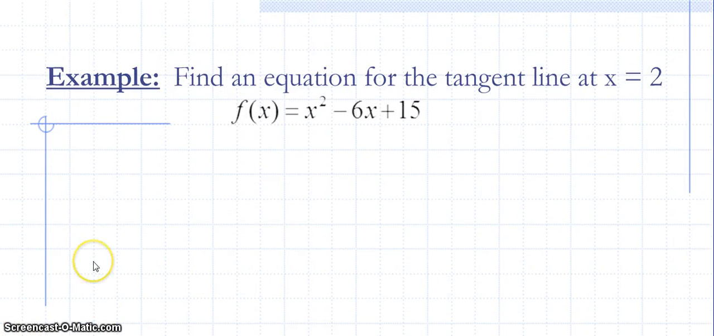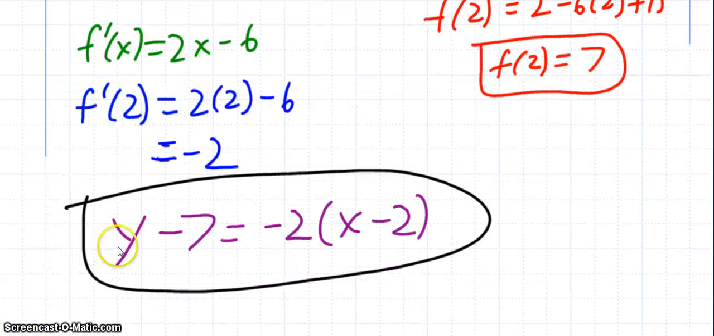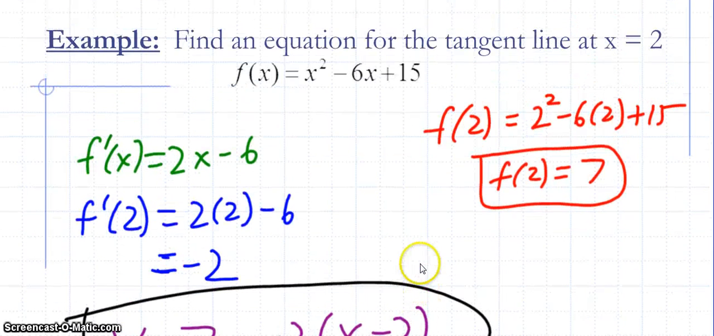Next one, similar to what we did 2 examples ago, find an equation for the tangent line at x equals 2 of the function. Pause the video, unpause when you're ready to check. Alright, so we should end up with y minus 7 equals negative 2 times the quantity x minus 2. How did we get that?